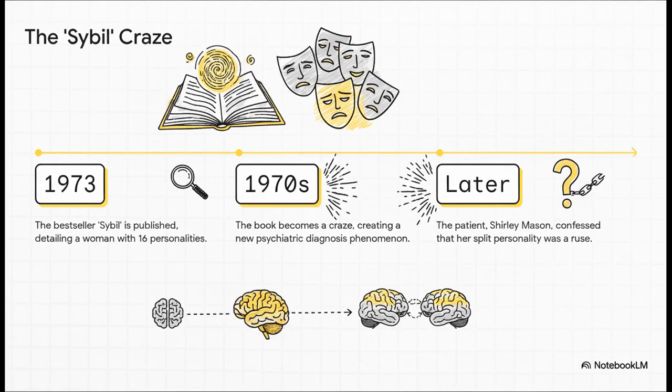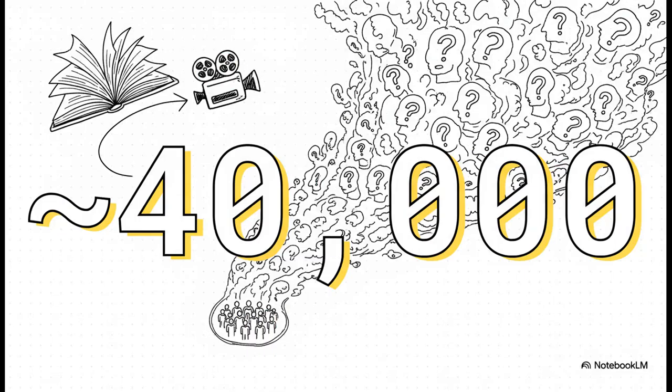You really can't talk about the modern history of DID without talking about a book called Sybil. It was pitched as a true story about a woman with 16 different personalities, and it became a massive cultural phenomenon. But the whole story had this unbelievable twist. Decades later, it came out that the patient at the center of it all admitted she had faked the whole thing.